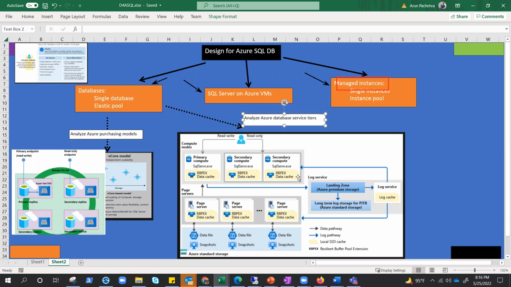And this image here illustrates the different types of nodes in the hyperscale architecture. The compute node is where the relational engine lives and where language query and transaction processing occurs. Compute nodes have SSD-based caches, which is this RBPEX, Resilient Buffer Pool Extension. There are one or more secondary compute nodes like this that act as hot standby nodes for failover purposes, as well as act as read-only compute nodes, just like in business critical.